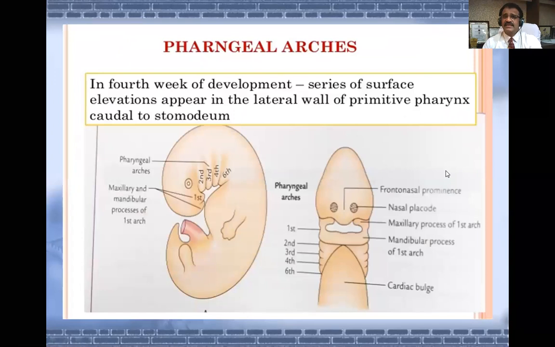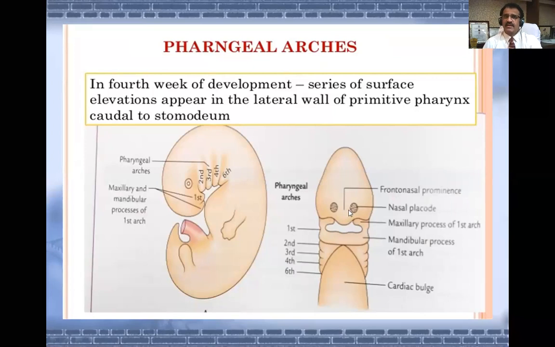Well, let us see what exactly pharyngeal arches are. In the 4th week of intrauterine life, a series of surface elevations appear in the lateral wall of the primitive pharynx caudal to the stomodeum. You can see the pharyngeal arches here: 1st, 2nd, 3rd, 4th, and 6th. 5th is rudimentary, I told you. Ultimately, you will get 5 arches.